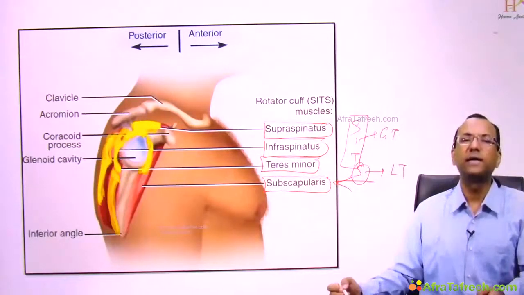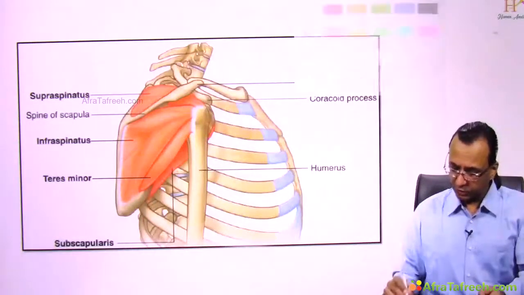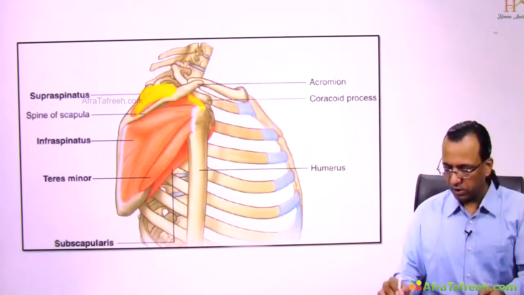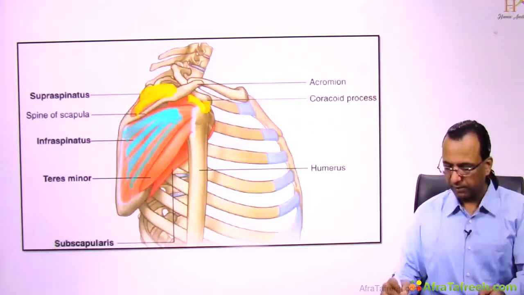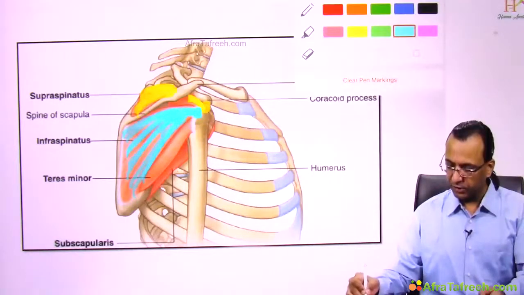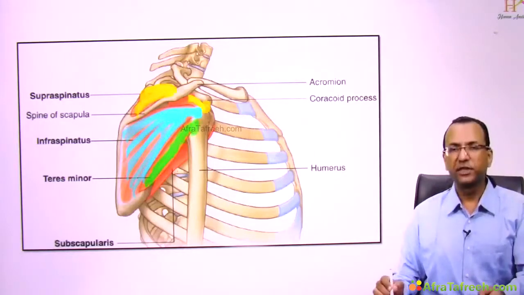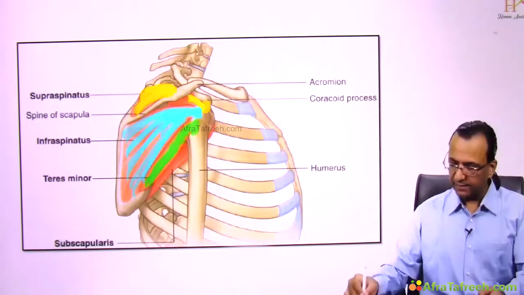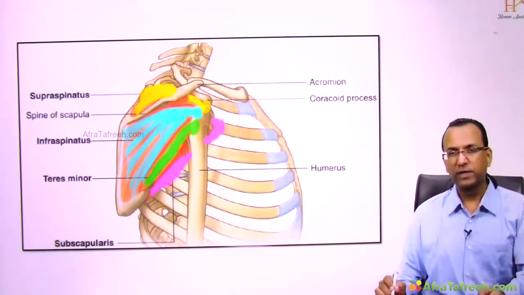Let me give you one more diagram for the same. Here, the supraspinatus lies over the spine of the scapula, sitting on the greater tubercle. The infraspinatus lies below the spine of the scapula, inserting on the greater tubercle. The teres minor comes from the lateral part of the scapula, inserting on the greater tubercle. And then there is the muscle on the anterior side of the scapula coming to the lesser tubercle anteriorly. That is the subscapularis muscle, under the scapula, inserting anteriorly on the lesser tubercle.